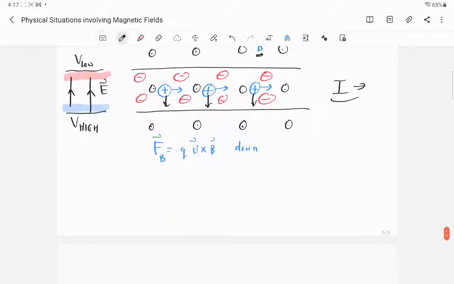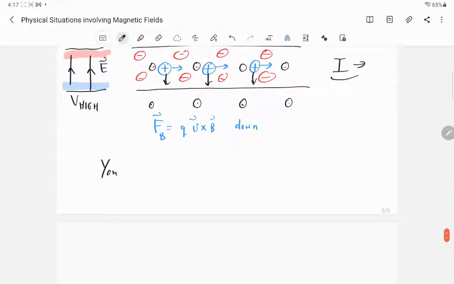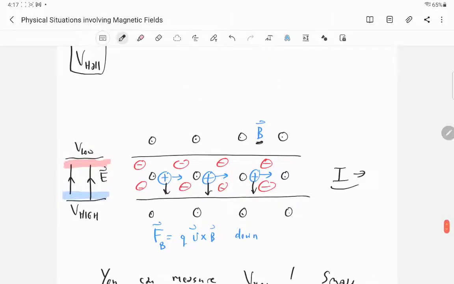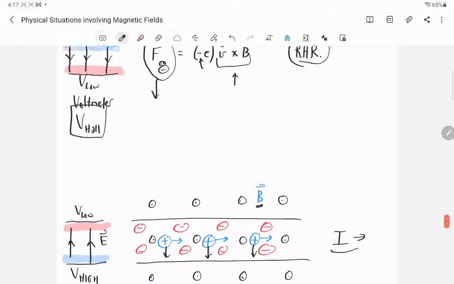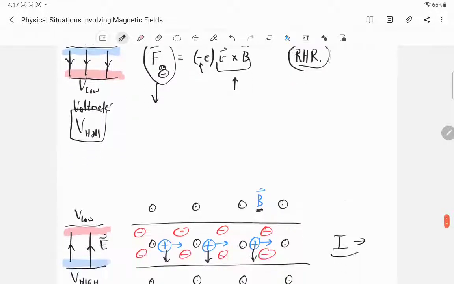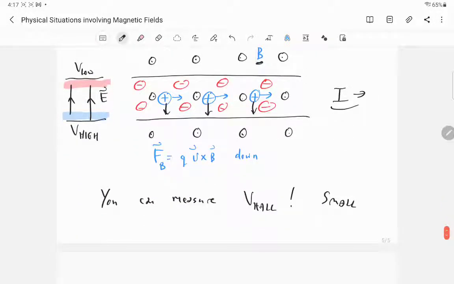So you can measure, although it's actually quite tough, the voltages are very, very small. These Hall voltages, right? The Hall effect voltage is very small, but you can measure the Hall voltage. It will be small, but you can tell the difference between being high on the bottom and low on the top, or low on the bottom and high on the top. Yeah, so this is the Hall effect.